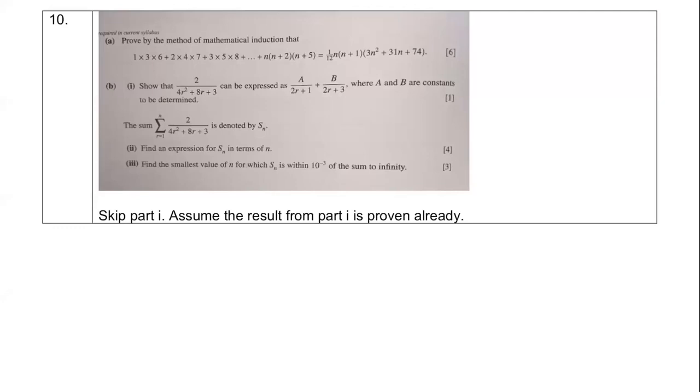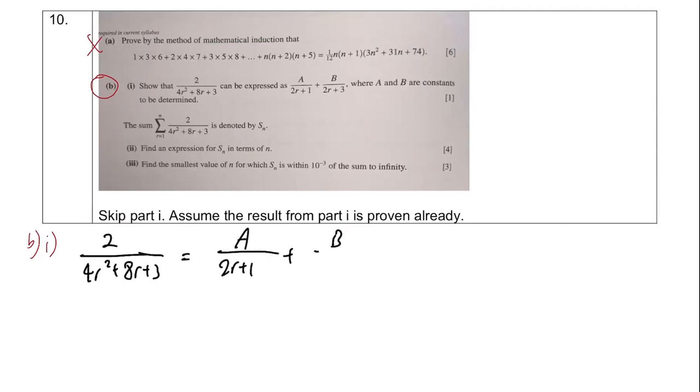Okay, let's take a look at question 10. So this part, again, mathematical induction is no longer in the syllabus. Let's just move on to part B. We may need to use the answer from part A. We'll see. So from B part 1, show that the fraction 2 over 4r squared plus 8r plus 3 can be expressed as a over 2r plus 1 plus b over 2r plus 3. So basically, it's just asking you to do partial fractions.